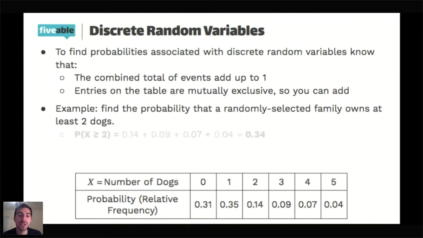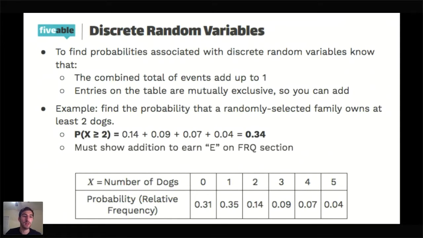And in notation, you might see it like this. So the probability of owning at least 2 dogs in this situation, if I randomly select a family, is I take the 0.14, 0.09, 0.07, 0.04, add them together because that is 2 or more. And so I got a 34% chance of calling up a house and finding out that they have at least 2 dogs. If you are doing this in a free response setting, as trivial as it sounds, you have to show the addition that you're doing.